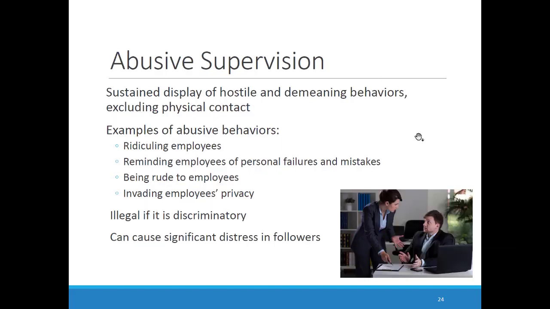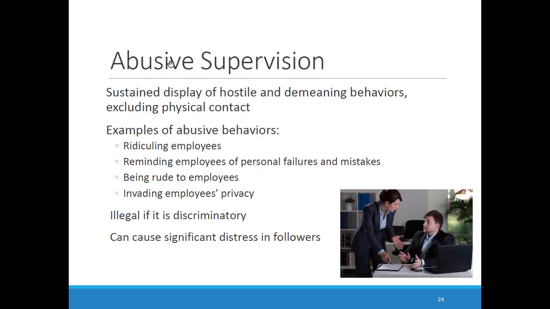Abusive supervision is when supervisors sustain displays of hostile and demeaning behaviors. This doesn't include physical contact, so hopefully that wouldn't occur in an organization, but it does include things like ridiculing employees, reminding people of their personal failures or mistakes, being rude, invading employees' privacy, being disrespectful, speaking to an employee in negative language. All of these are examples of abusive supervision.